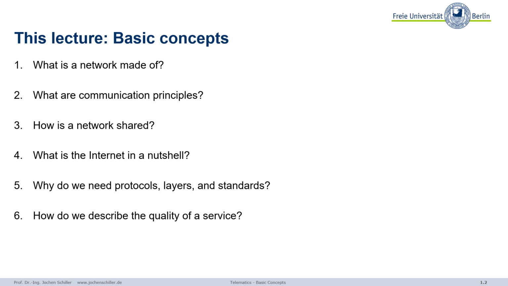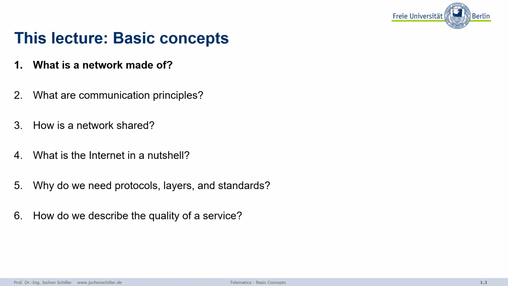We'll discuss this. And then in the end, we do not just want to transfer a single bit from A to B, but maybe in the end we want to have an application that offers a certain quality. How do we describe the quality of this communication service? Okay, but in the very beginning, let's start with what a network is made of. So what are the basic components?